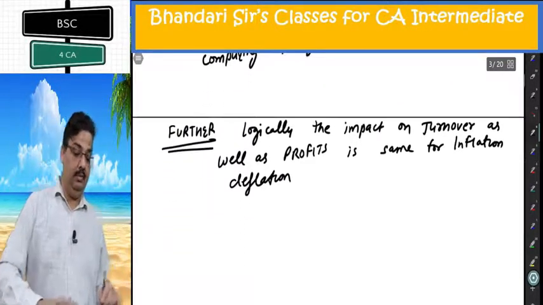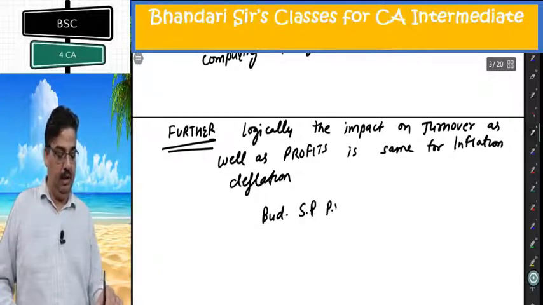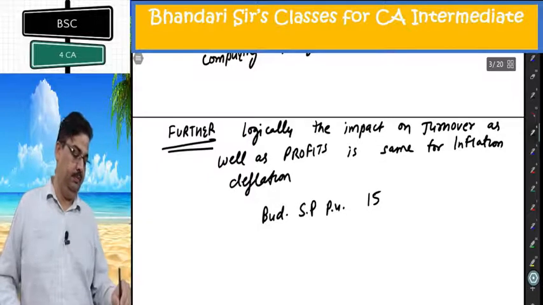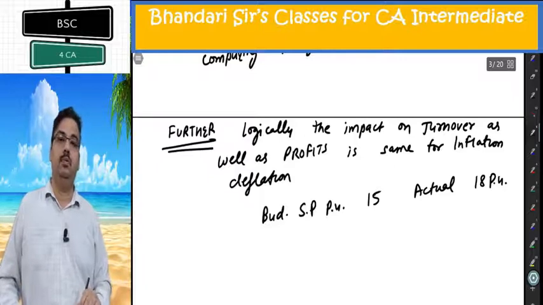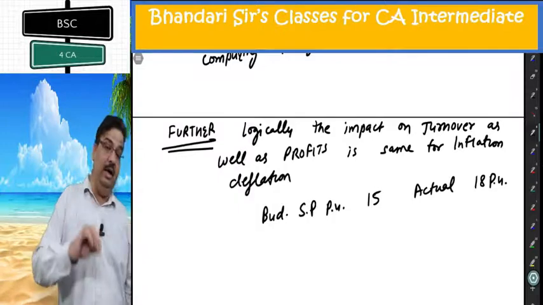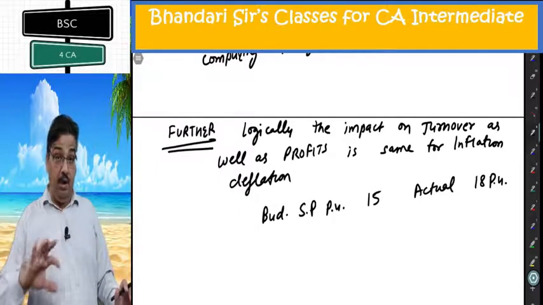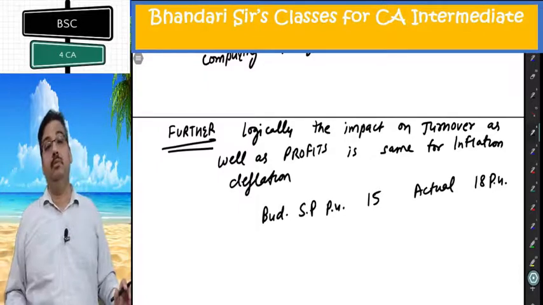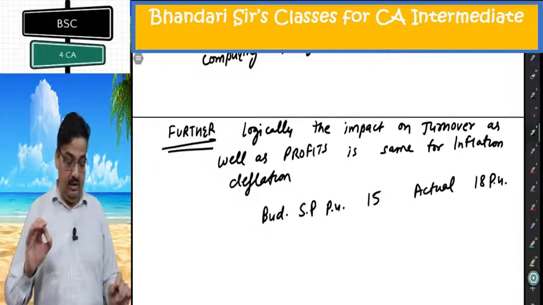Try to understand. My budgeted selling price per unit was 15. Actual was 18 per unit. Now simply, my sales revenue will increase by 3 per unit. My profit per unit will also increase by 3 per unit. Impact is same. This is the reason.